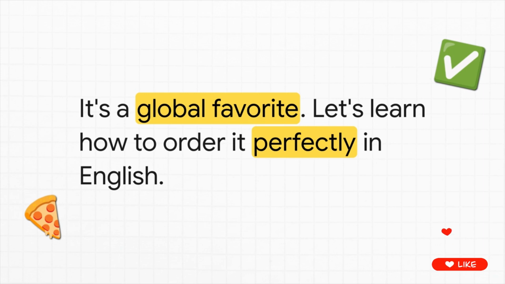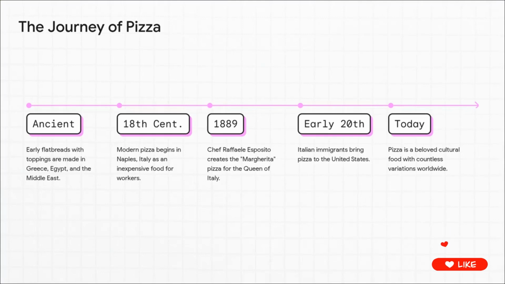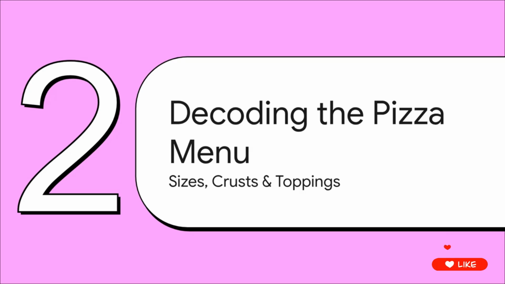By the end of this, you're going to have all the words and phrases you need to get exactly the pizza you're craving. So let's start with a quick look at how this really simple dish became this huge worldwide phenomenon. You can see right here how pizza went from this simple local food for workers in Naples all the way to a global sensation. And that famous margherita pizza from 1889, that was actually designed to look just like the Italian flag. You got the red tomatoes, the white mozzarella, and the green basil. Pretty cool, huh?